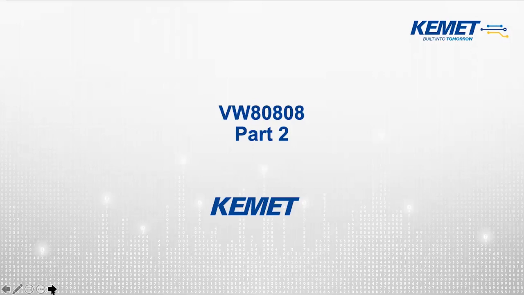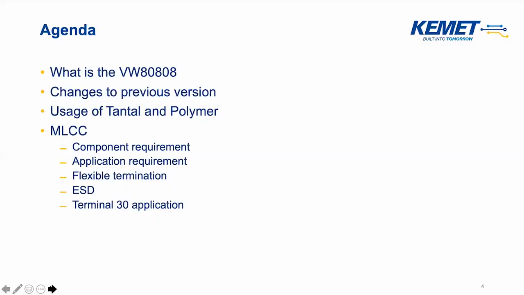And again, in the last session, the part 1 was a couple of weeks ago, where we introduced the Volkswagen 8808, which is something that's going around, and we want to give you a little bit insight. So what's behind the specification? So why people are asking for that, and why is that important for us? Also, we highlight a little bit the changes to the previous version. And the section that refers to us in this Volkswagen standard is the usage of the tantalum and polymer. And this will be the main topic today.